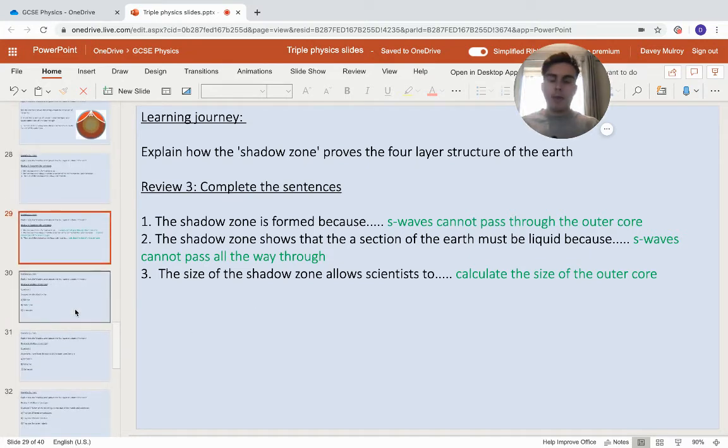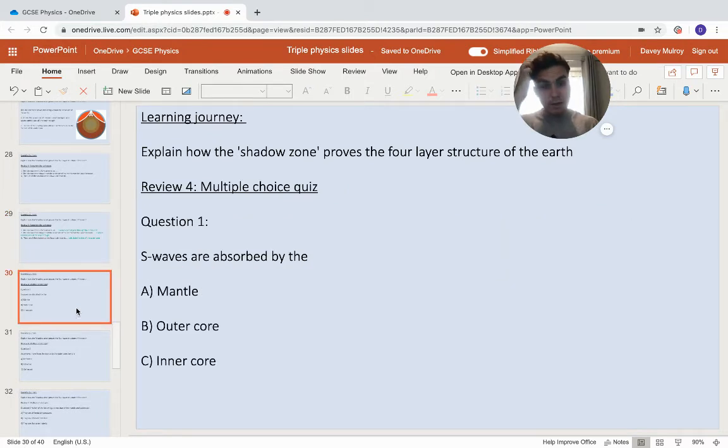Our last thing we are going to do then is a multiple choice quiz on the whole of the shadow zone. Now, feel free, if you find that perhaps one is a bit difficult, you can click pause and think about it. You don't have to do it at the speed I'm going through them.